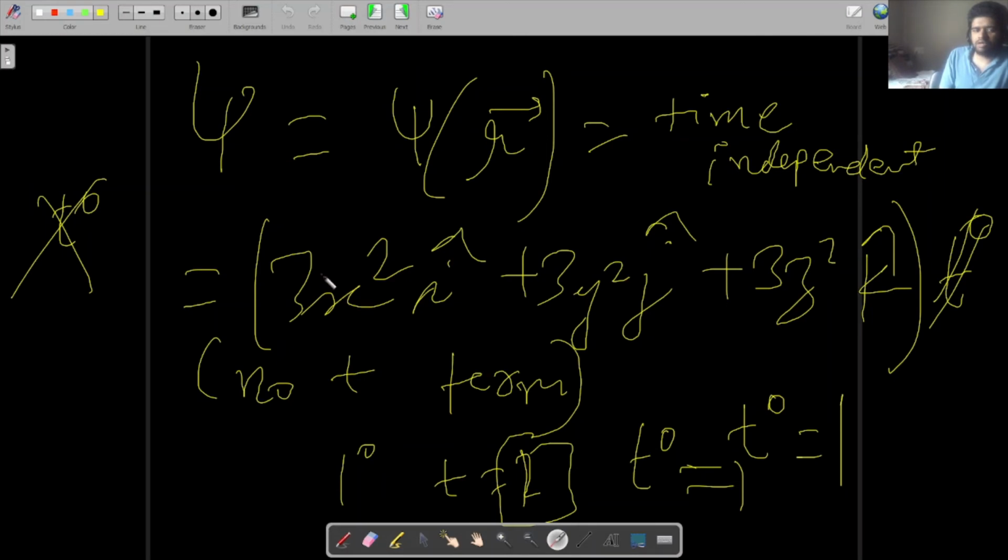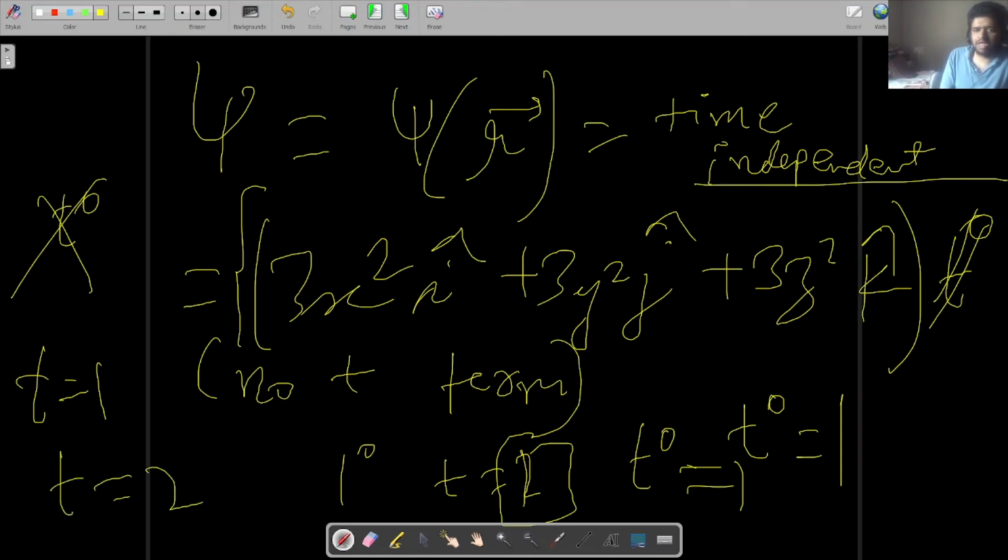So for t equal to 1 also, this function will be unchanged. If you put t equal to 1, then as there is no t term in this function, clearly its value will not change. For t equal to 2 seconds, its value is going to be the same. So it is independent of time. Whether the time is 1 or 2, it doesn't matter. It is independent of time.